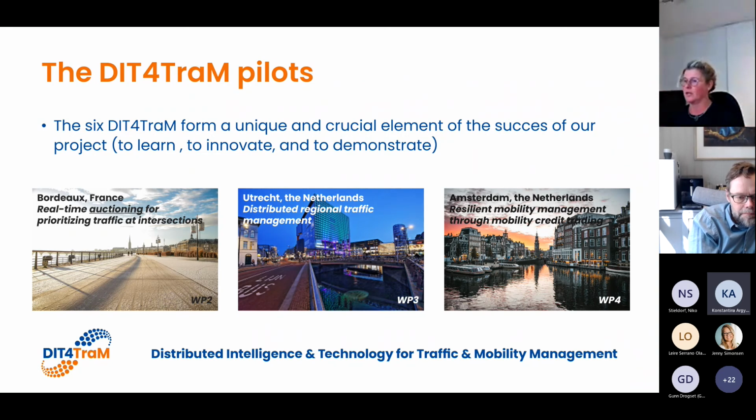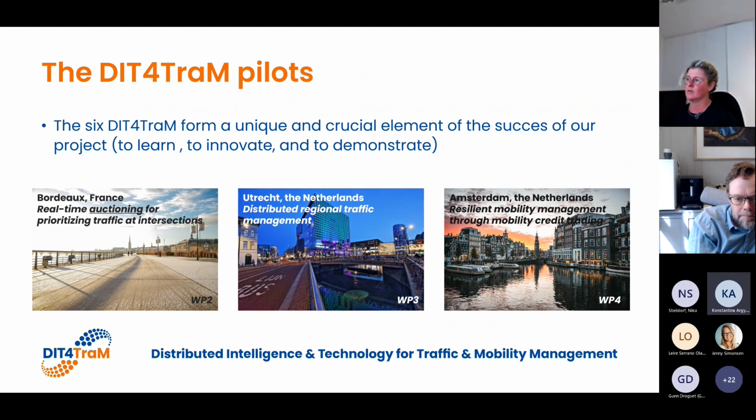The second pilot related to the next work package will be held in Utrecht, where we're looking at part of the network and see how we can distribute the capacity to, in this case, multimodal traffic. So cyclists, pedestrians, road traffic, but public transportation as well. Then we're going into Amsterdam related to our work package 4, where we're looking at mobility management through credit trading.